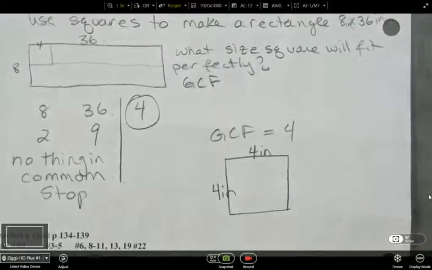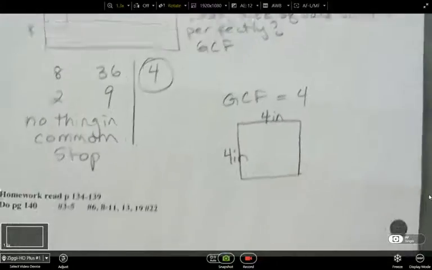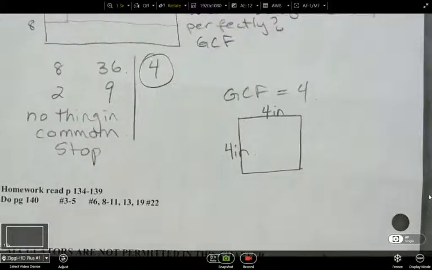So be careful. It sounds similar to the question above, but it's different. You have to kind of look at the situation. All right. Perfect.